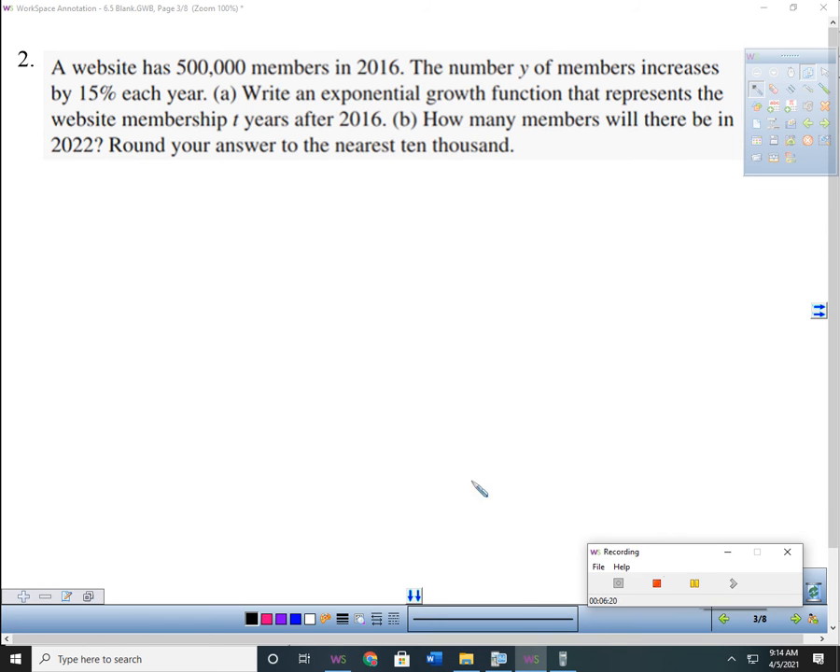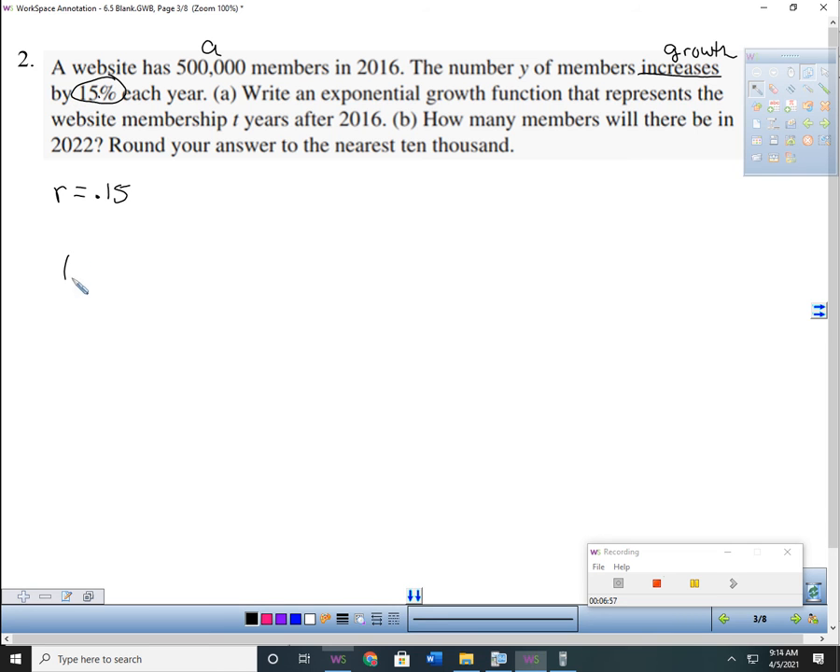All right, number 2. A website has 500,000 members in 2016. So that 500,000 is going to represent the A because that's our initial amount of members. The number Y of members increases. Okay, increases. That means that we have a growth by 15% each year. Okay, 15%, that's going to be our R. But instead of 15%, we're not going to plug in 15. We're going to plug in 0.15 because we're going to move that decimal 2 places to the left.